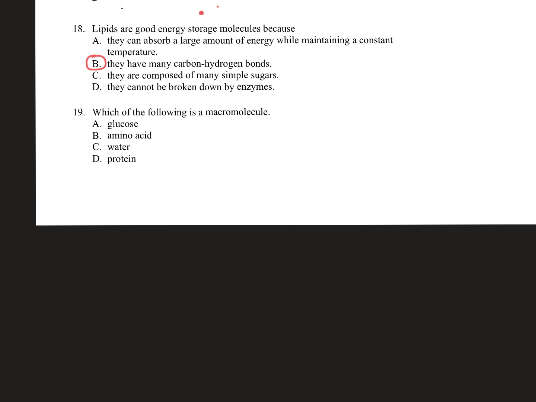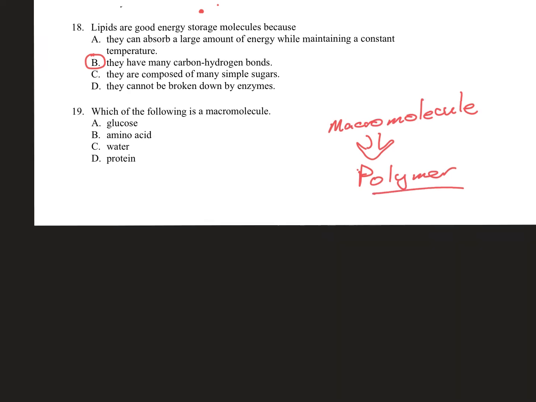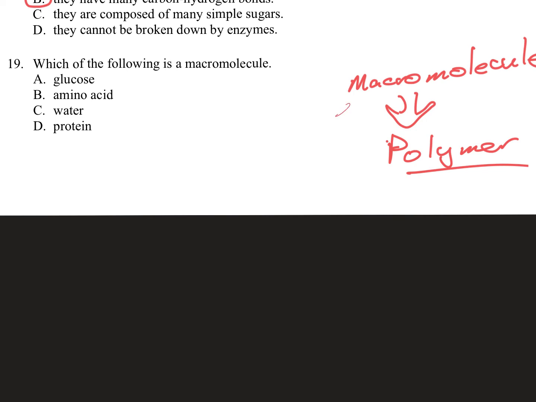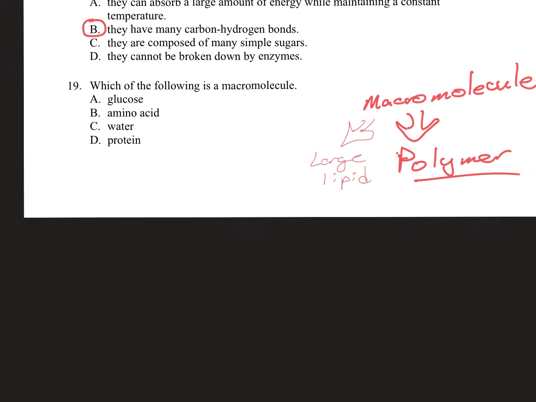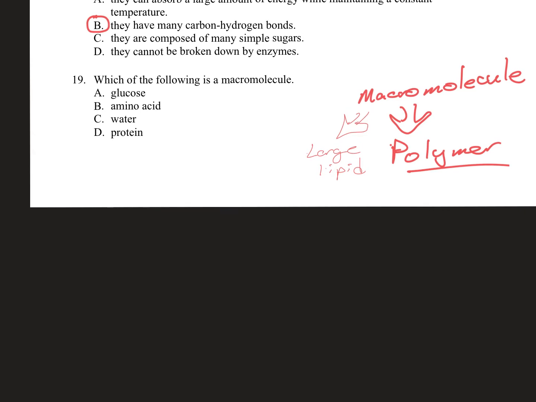Which of the following is a macromolecule? A macromolecule, as I told you, I did write on the test for you, means big molecule. In our case, you can take it as being analogous to polymer. It could be a large lipid, but let's just call it a polymer. All right, so which of the following is a macromolecule?